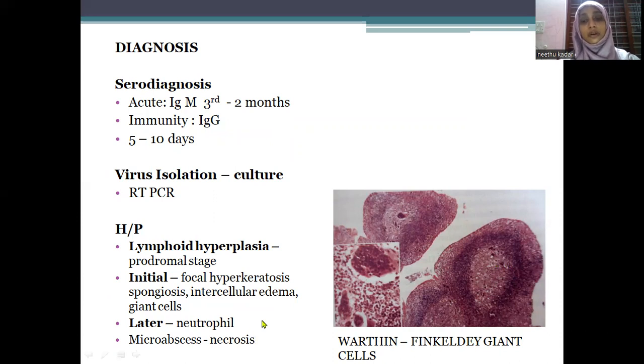The treatment for this disease is not necessarily required in the common population. Usually it is a self-limiting disease which provides lifetime immunity to the host. As a preventive measure, the MMR vaccine can be given, which stands for mumps, measles, rubella vaccine. Usually it is given at 9 months of age, and the second dose at 15 to 18 months.